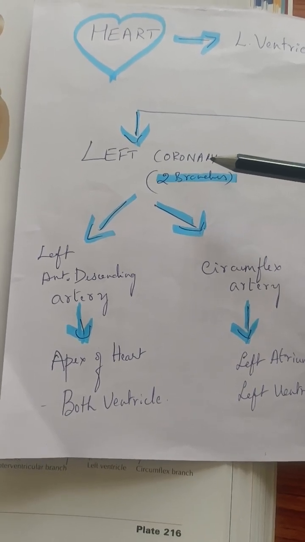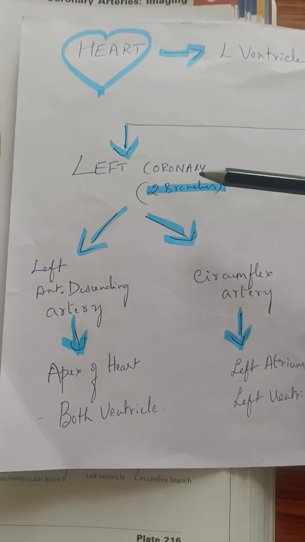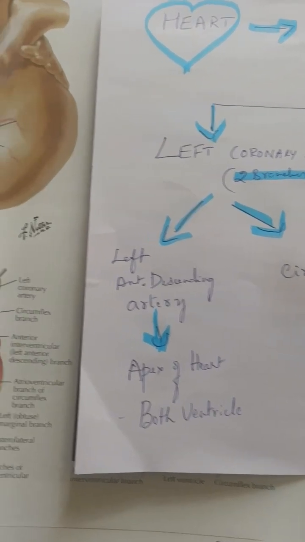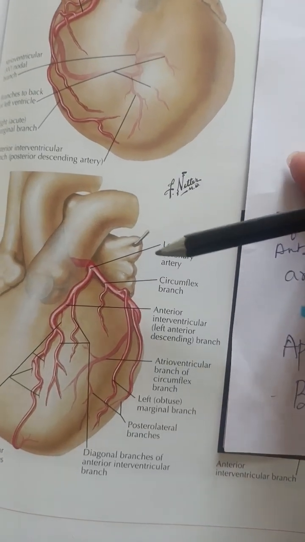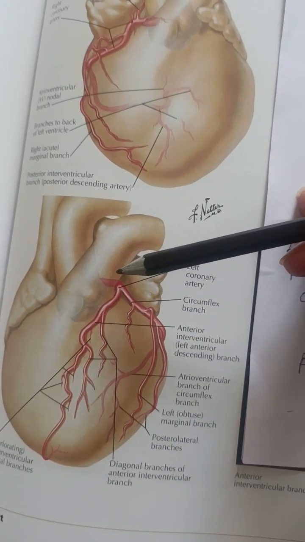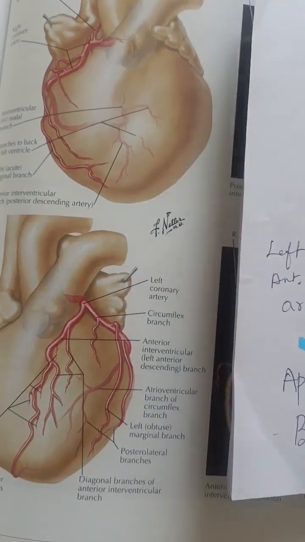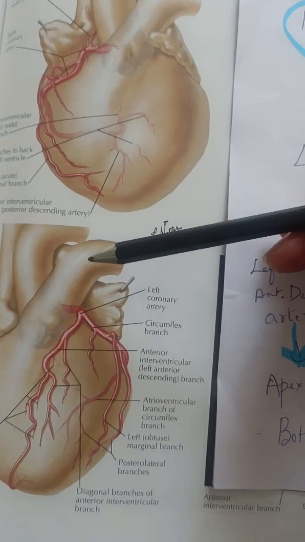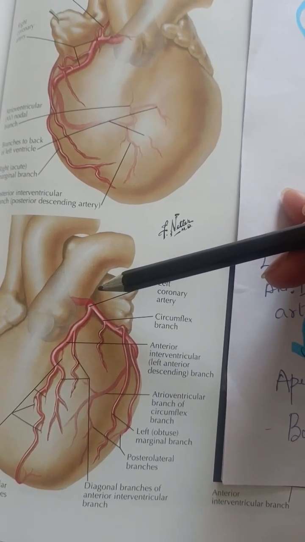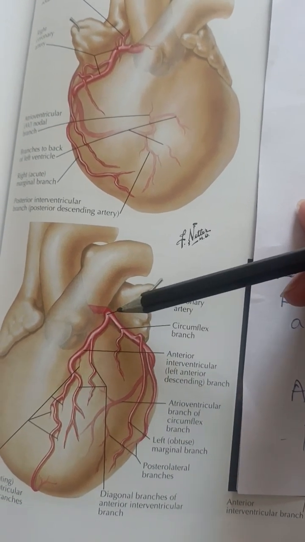Left coronary artery arises from the left posterior aortic sinus of the ascending aorta. So it has a very short trunk. As you can see in this picture, the left coronary has a very short trunk. To make it very easy, I have mentioned only the important branches. So this left coronary divides into mainly two branches: anterior interventricular artery and left circumflex artery.